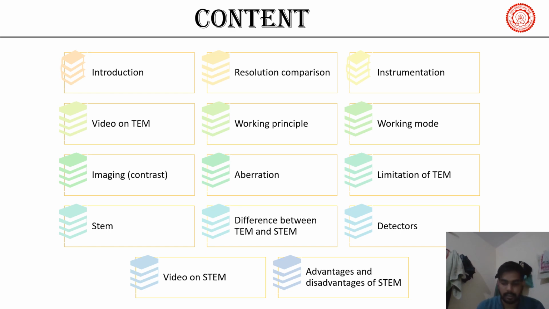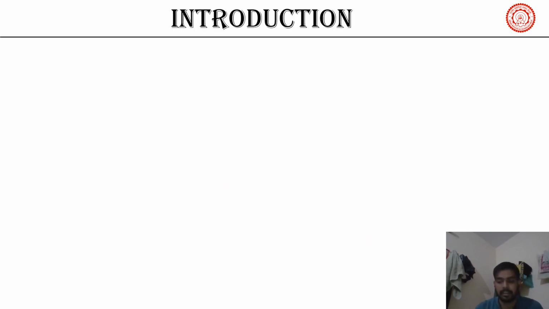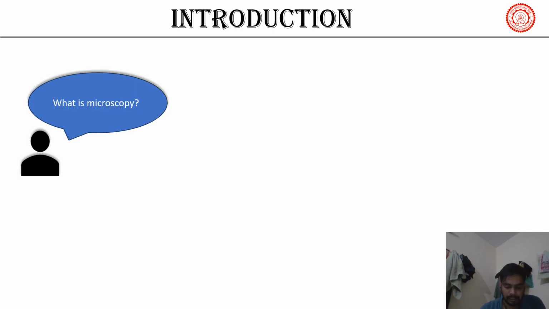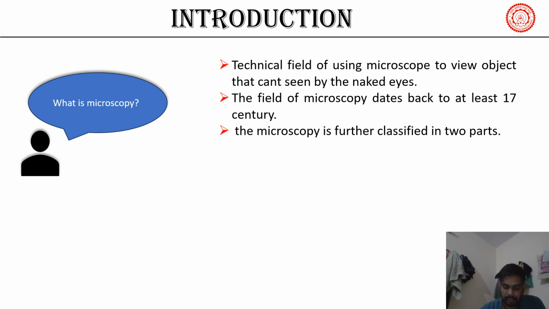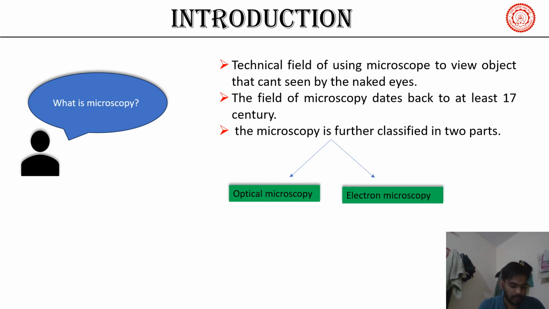So let us start the introduction portion. The first question is, what is microscopy? Basically, microscopy is an approach to see things which are not seen by our naked eyes. There is a little history: the field of microscopy dates back at least to the 17th century. Microscopy is further classified into two parts. The first is optical microscopy and the second is electron microscopy. Now we go through the differences and similarities between these two.